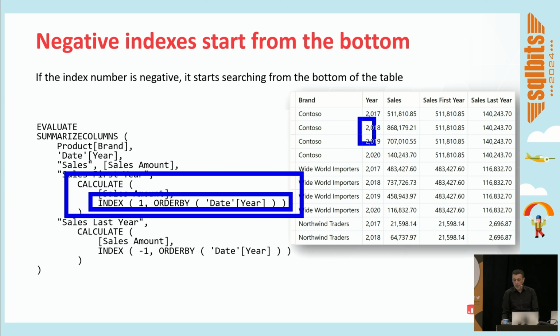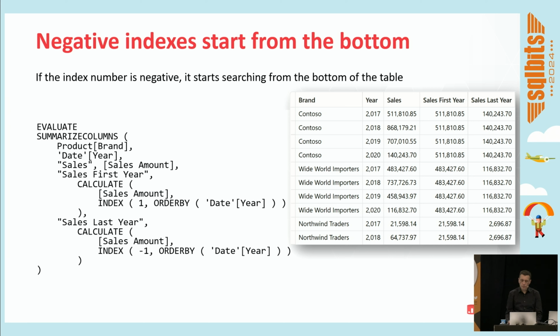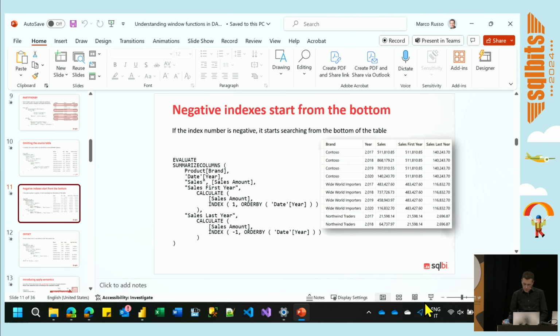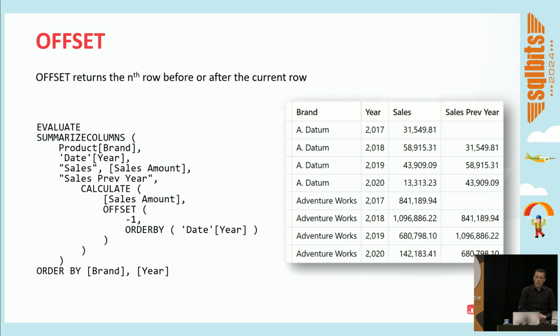So for example, for 2018, 2019, 2020, the result of this order by here is putting always 2017 in the filter context, and so the result is always 2017. For the last year, the same happened for 2020. And we don't have to specify the brand, because the brand is what we had in the visual. So INDEX is the absolute position in the table based on the sort order and the partition that we define.